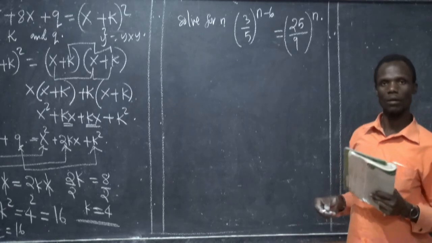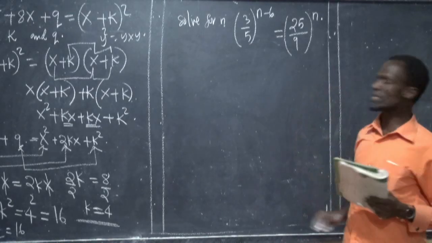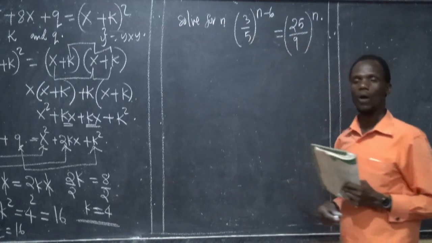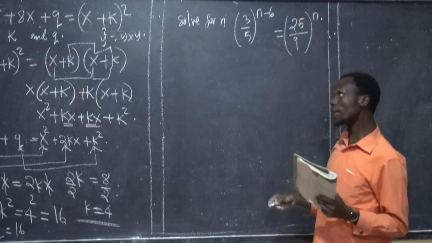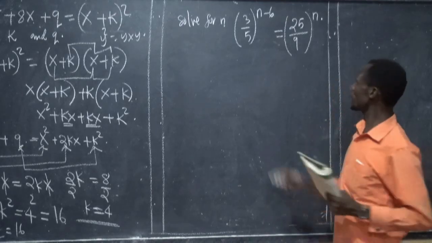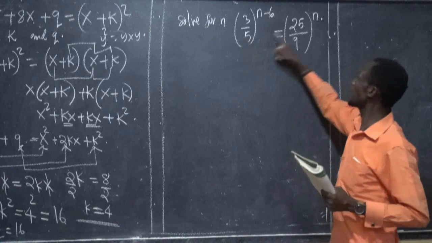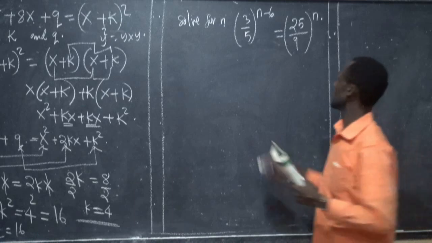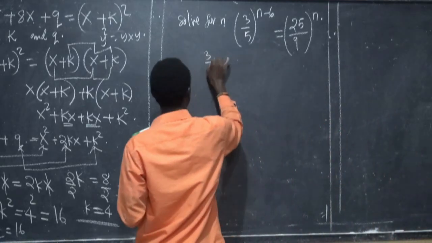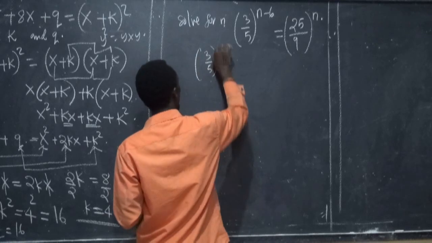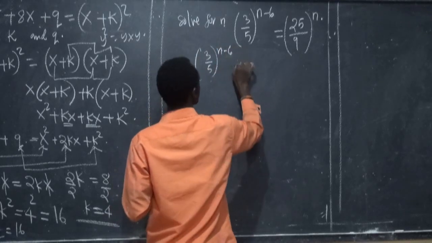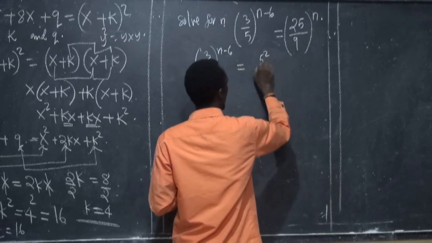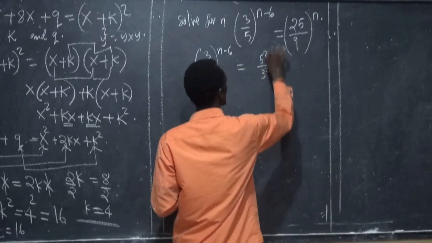The next question here, if now this is what we have, this is very simple for us to solve. What you are supposed to understand, these are bases. Bases must be equal. And when you look at them carefully, you find this is 3 over 5, and this possibly can be written 3 over 5. Let us see. Now this is 3 over 5 power n minus 6 is equal now 25, that is 5 power 2 over 3 power 2.